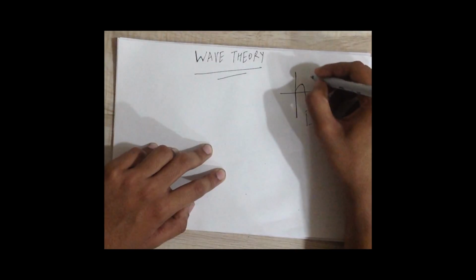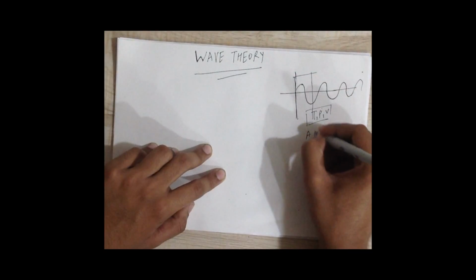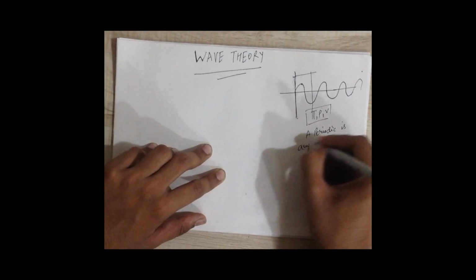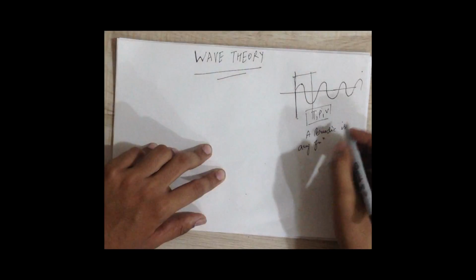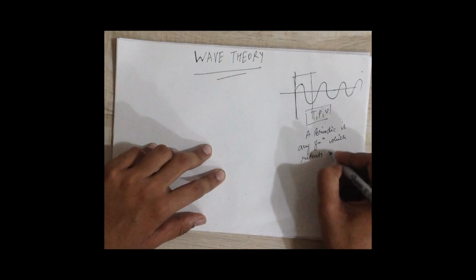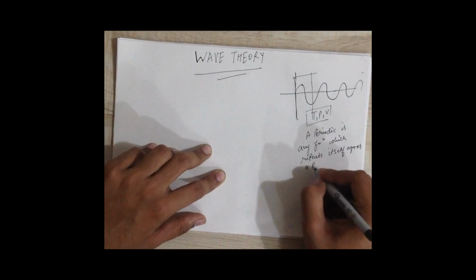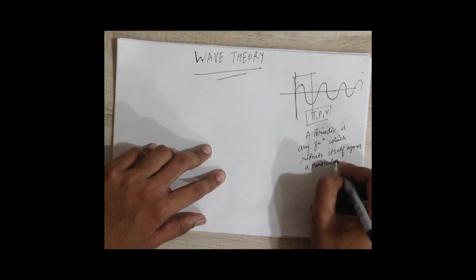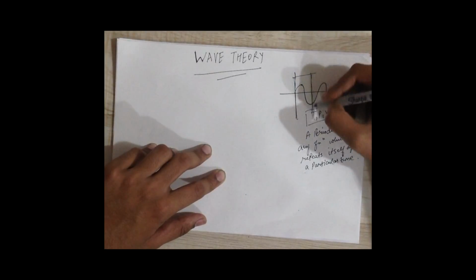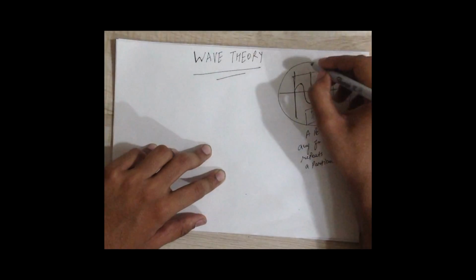Now why am I calling a wave a periodic function? Because what is a periodic function? It is any function which repeats itself after a particular time period. So as we can see, this wave is repeating itself after a particular time period. So this is a periodic wave function.